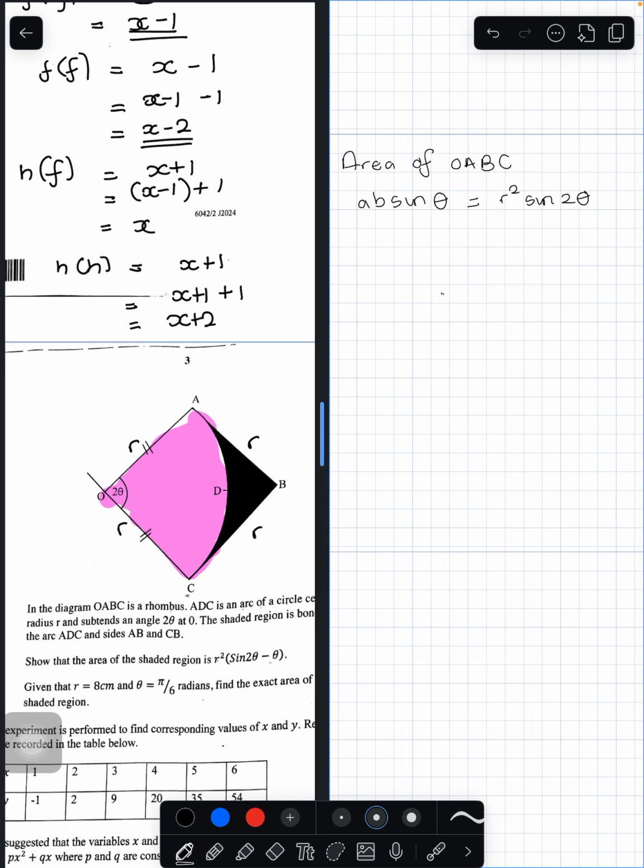Then next we have to find the area of the sector. Area of sector OADC. So what's the formula? It's half AB.